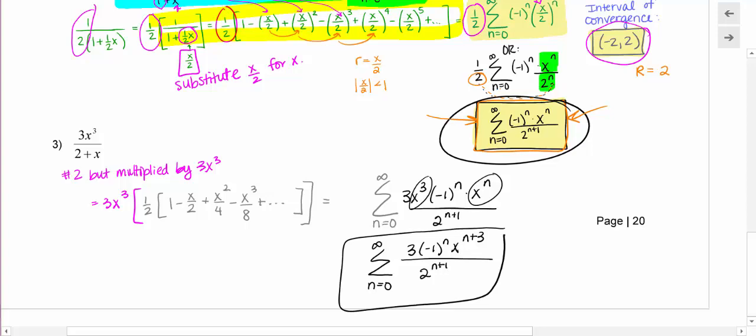And then my interval of convergence, or IOC, is still negative 2 to 2. Oops, parentheses, excuse me. And the radius of convergence is still 2. And again, I can use ratio test to show that if I wanted.